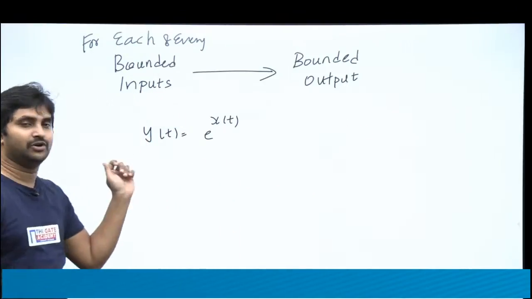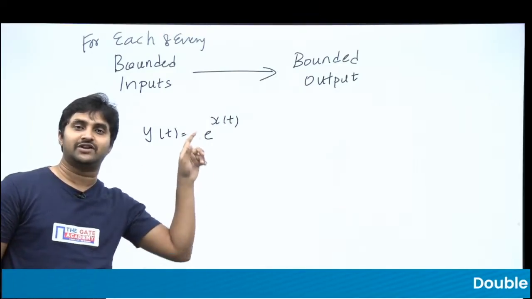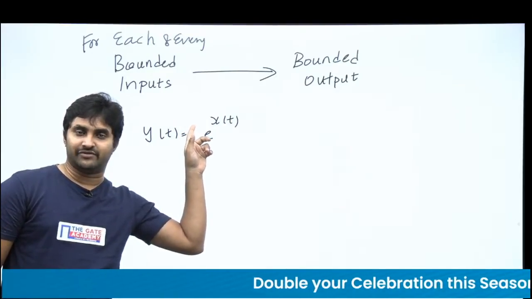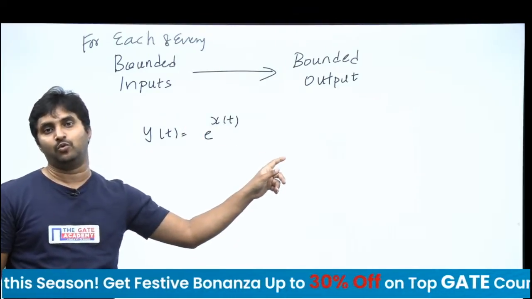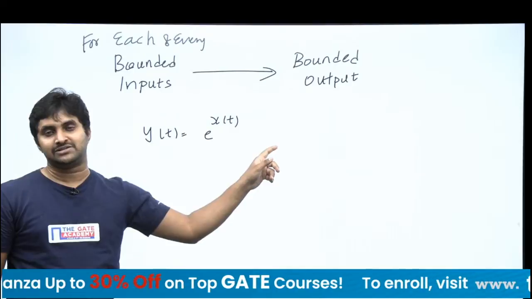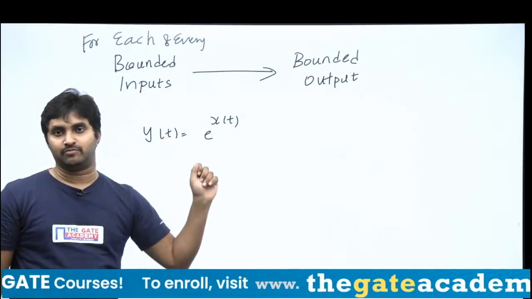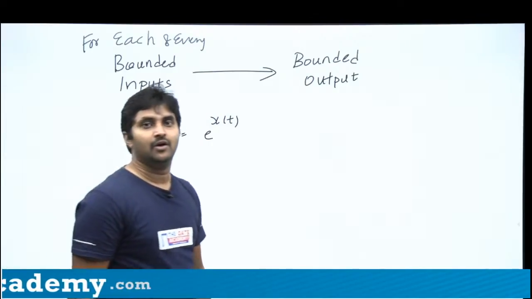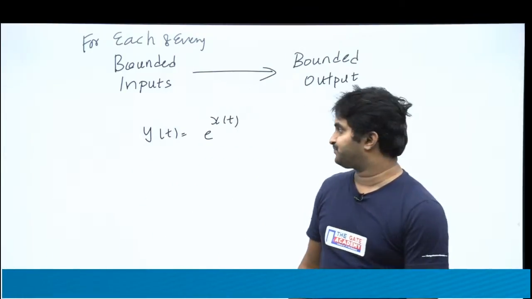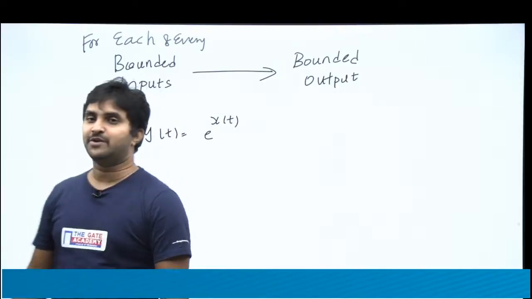Now, if you have y of t is equal to e power x of t, is this a stable system? Yes or no? How many of you say that it is a stable system? y of t is equal to e power x of t.